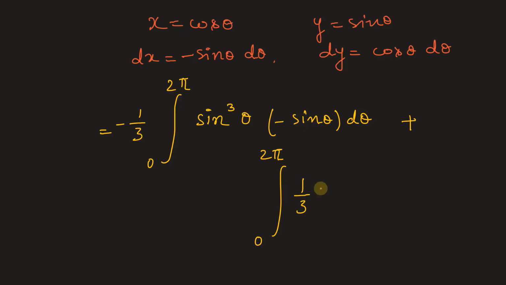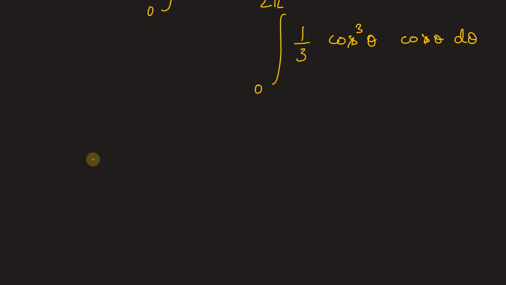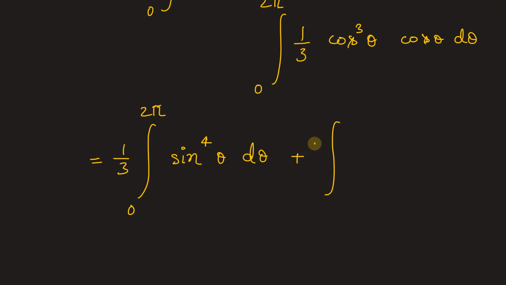So x cubed, the x value is cos theta, so cos cubed theta, and dy is cos theta d theta. Again we can write the above expression as one by three integral from 0 to 2 pi of sine to the power 4 theta d theta, plus one by three integral from 0 to 2 pi of cos to the power of 4 theta d theta. So this is the value of the line integral that we are getting.